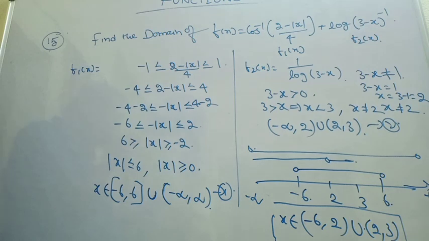See how in this beautiful way we get this particular solution, right? Fine. Minus 6 comma 2 union 2 to 3. That is the solution set of this particular problem.